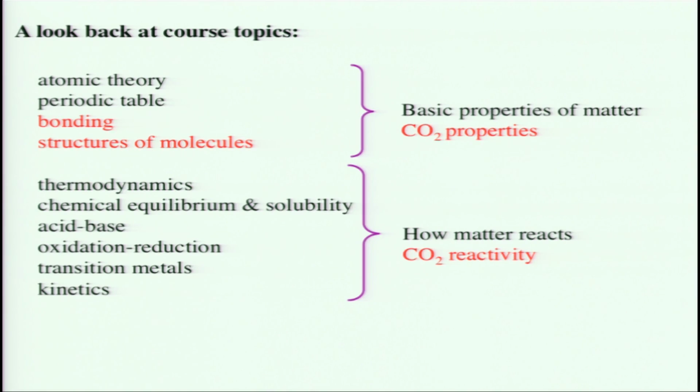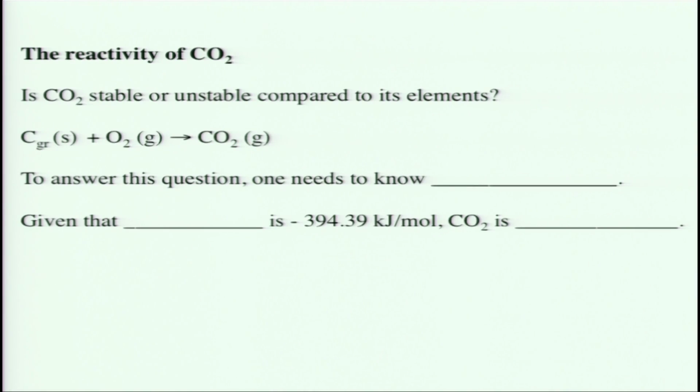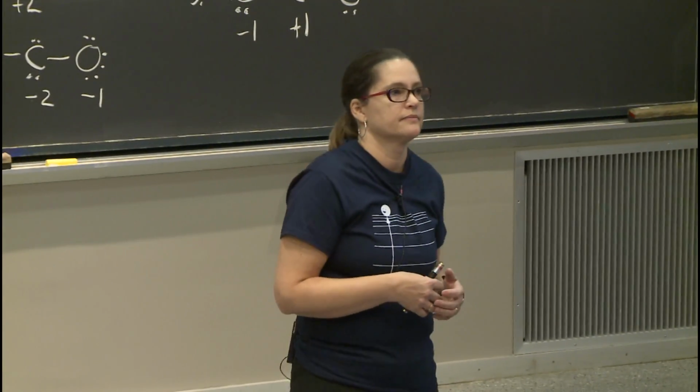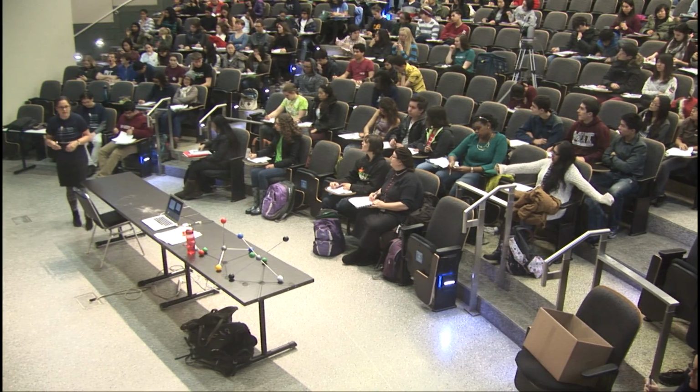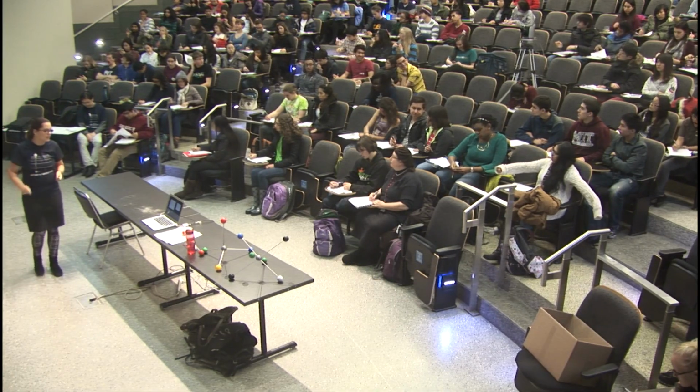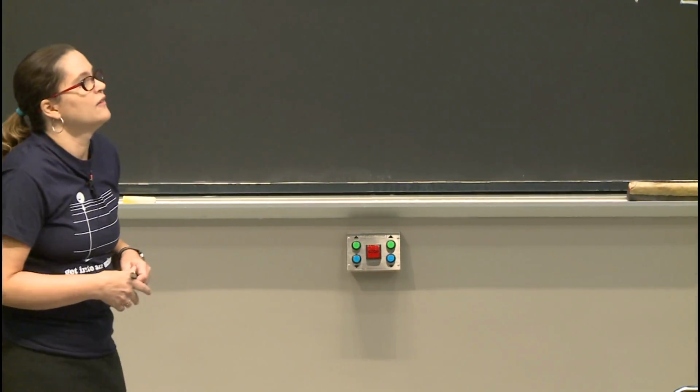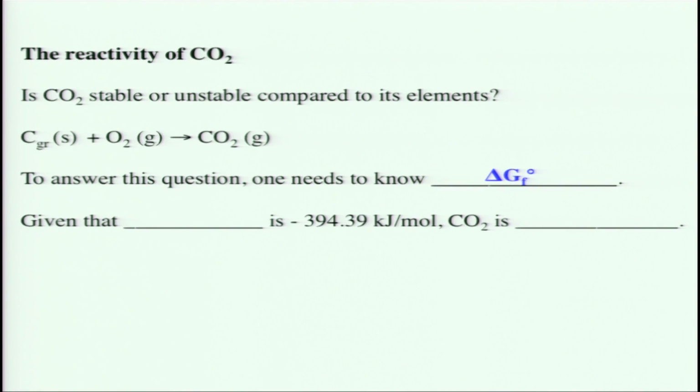When we're thinking about reactivity, we want to say, is CO2 a stable or an unstable molecule compared to its elements? And this is not a clicker question, so you can just tell me, to answer this question about stability of a molecule compared to its elements, what is the thing I want to know about? Yeah, I want to know about delta G. In particular, I want to know about the delta G of formation of this molecule. But if you said delta G, that would be very good.